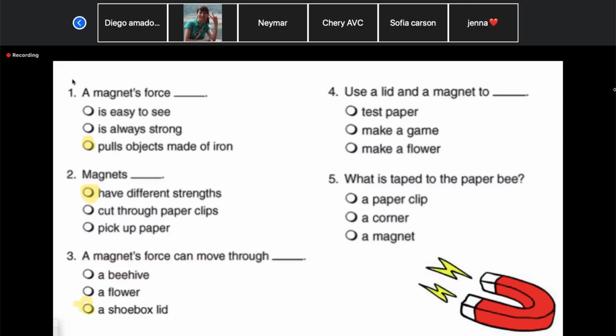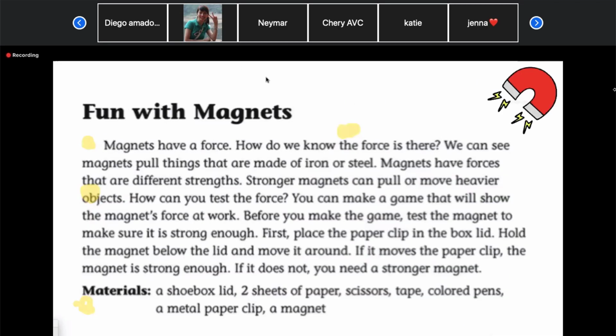Okay, and what are we using the lid and a magnet for? Alex, number 4. We're using the shoebox lid and a magnet to test paper, make a game, or make a flower. Are we testing paper? Are we making a game? Or are we making a flower? Make a game. Very good. We are making a game. Okay, so we're going to answer our last question after we read this next part.